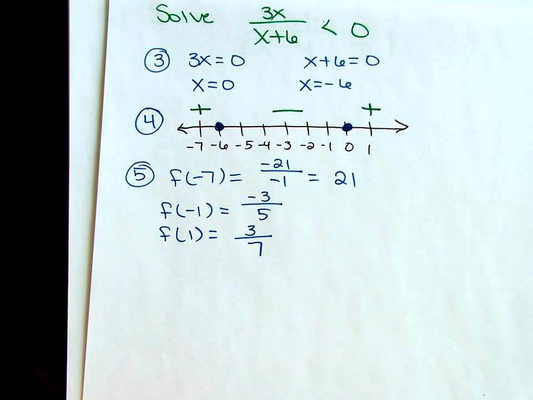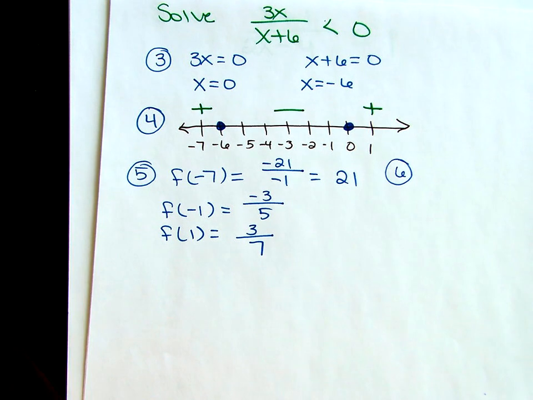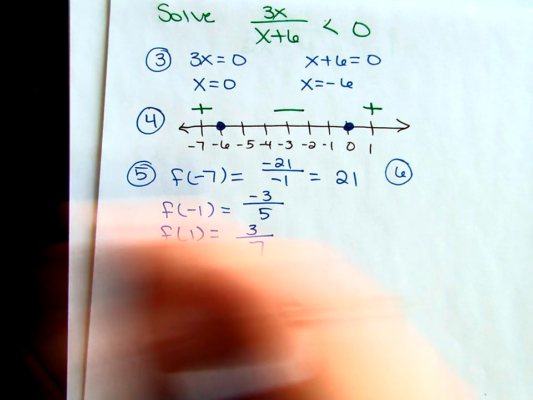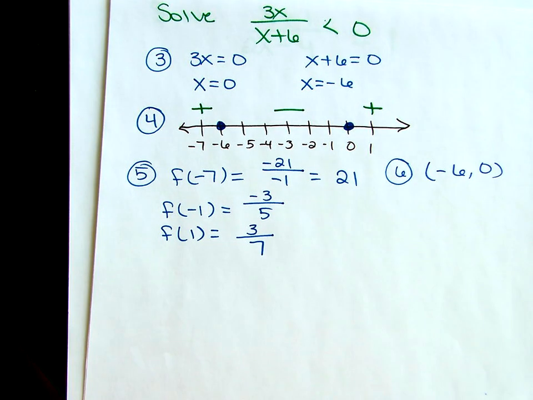So I need the interval so that our rational function is less than 0. So which interval do I need? Yeah, I need the negatives. And in this case, it falls between -6 and 0. So my interval, it looks like an ordered pair, but it's not, is -6 to 0.